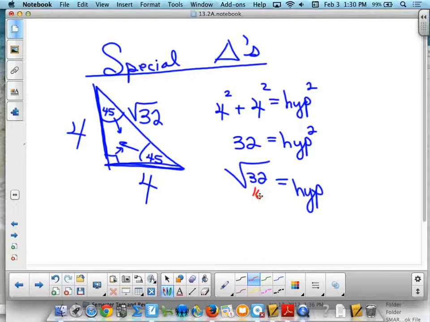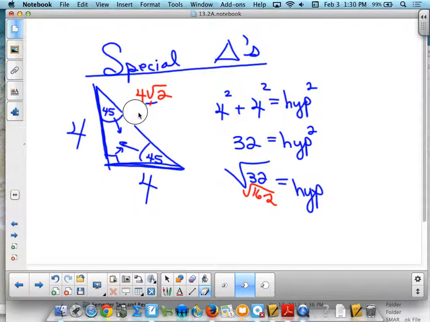16 and 2. So 16 times 2, what would that be? 4 square root 2. Okay, so we're going to say 4 square root of 2 instead. Everybody okay with that? Yes. Okay, let me go down here. 4 square root of 2 here.